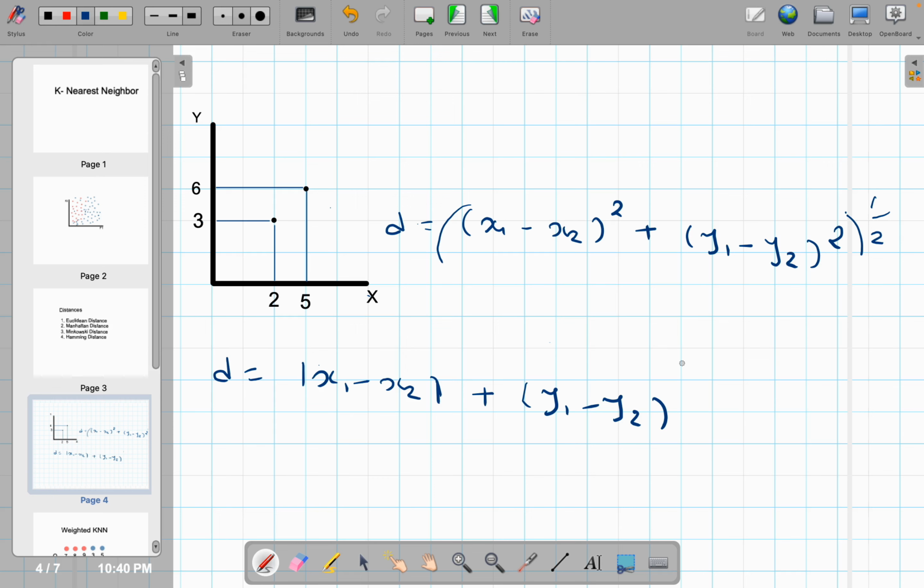If we talk about Minkowski distance, it is the generalized distance. So let me write the formula and then we can understand.